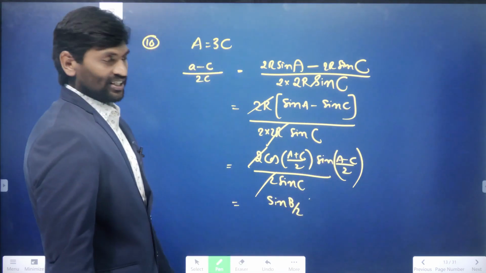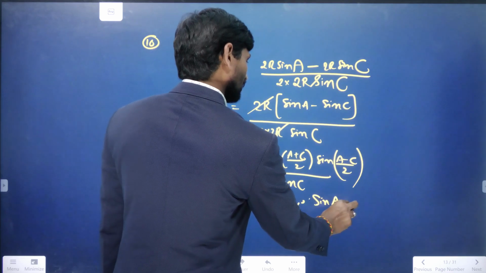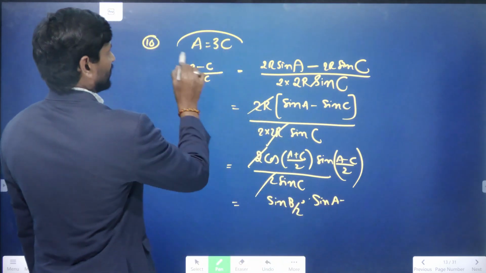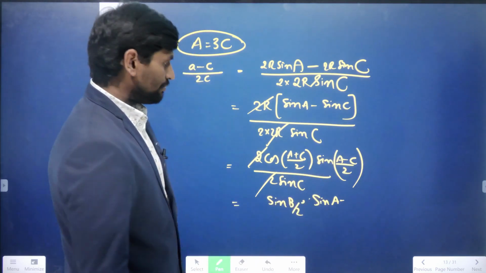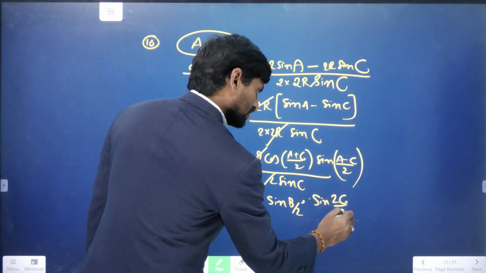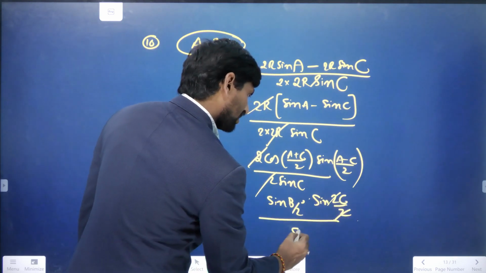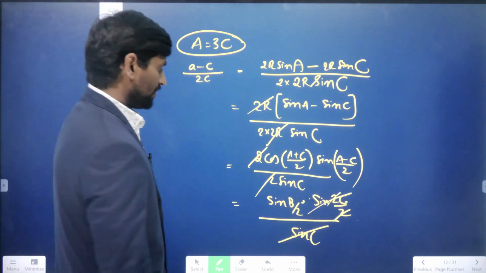And sin A minus C by 2. But here condition is given in the place of A is 3C. So in the place of A I have written 3C. 3C by 2. 3C minus C is 2C. 2C by 2 is nothing but sin C. So denominator also sin C will be there. Sin C cancel. Therefore the answer will be sin B by 2.